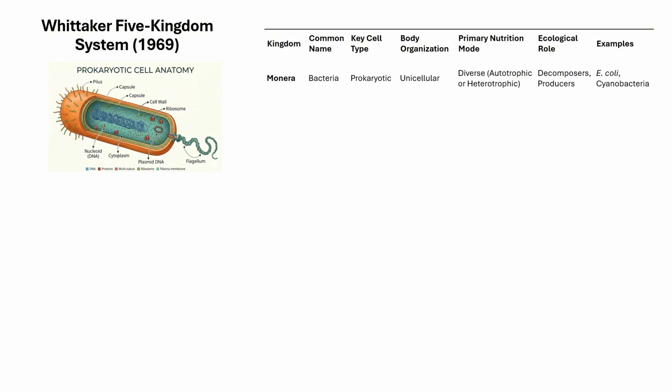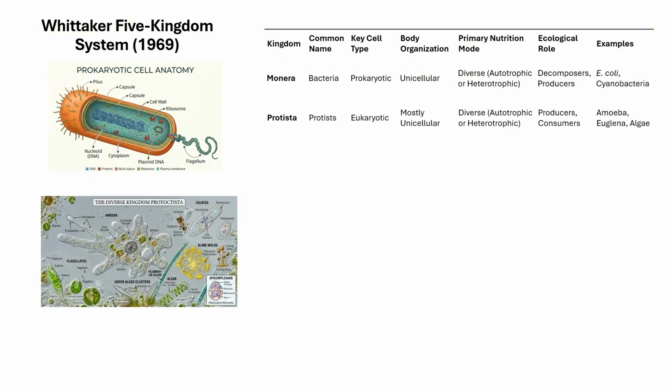This gave us the five kingdoms of life, each with its own unique set of rules. The first one is prokaryotes, that is Monera. These are the simplest organisms which are single-celled, and most importantly, they lack a nucleus. Remember this thing. Prokaryote means no nucleus. Bacteria are the classic example here.